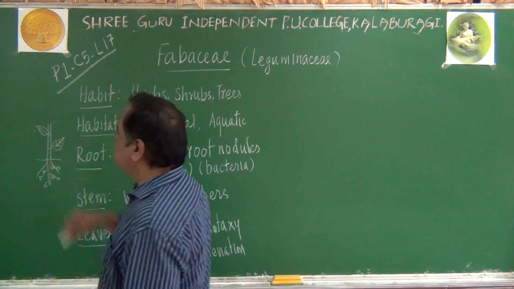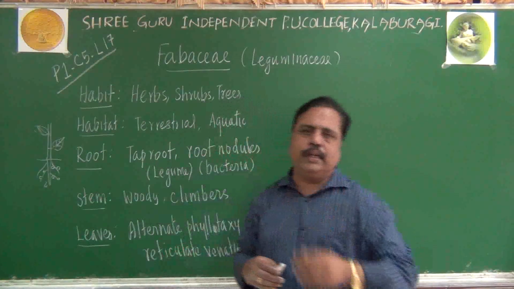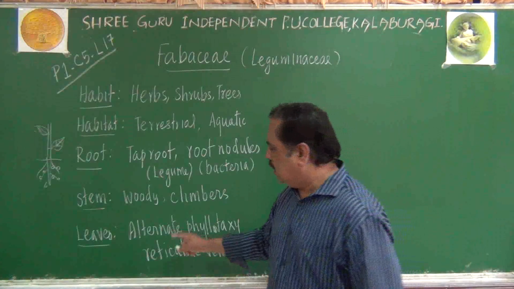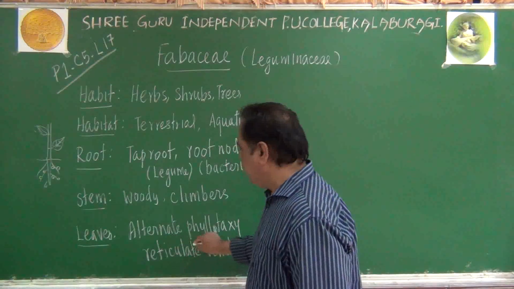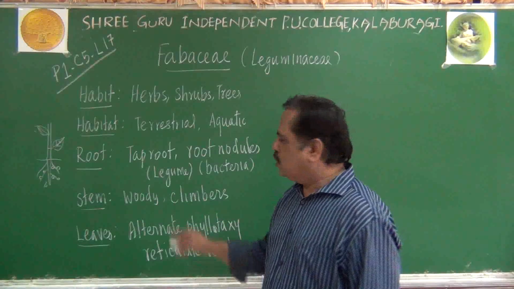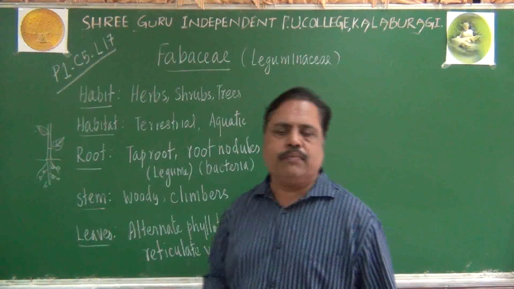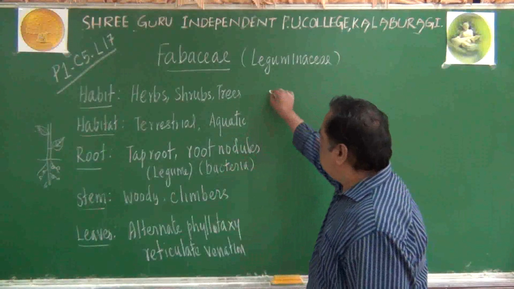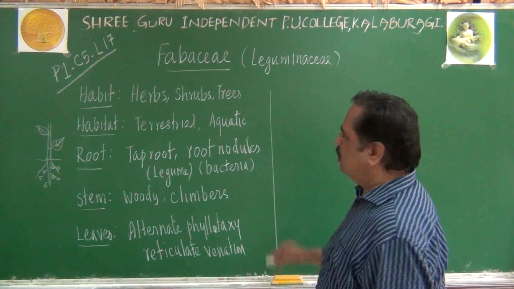The veins of this plant, the veins and veinlets, are arranged in a network-like condition. That is called reticulate venation. So that is another speciality of the leaves in the family Fabaceae. Other characters, when we observe.